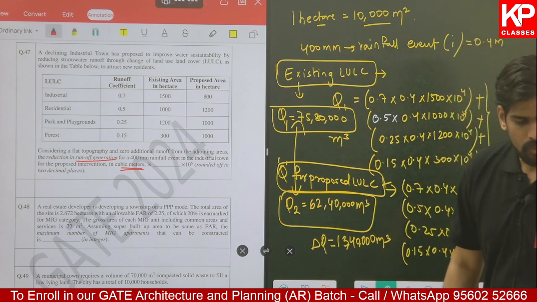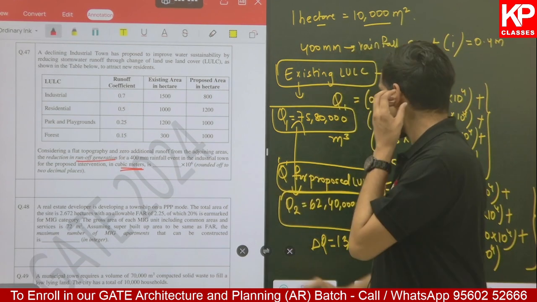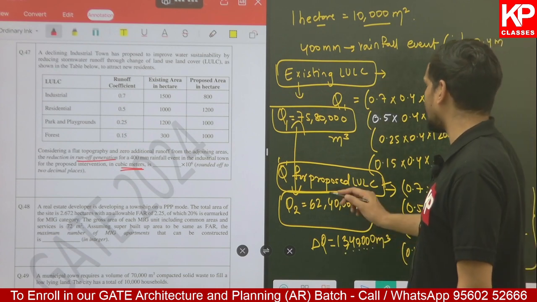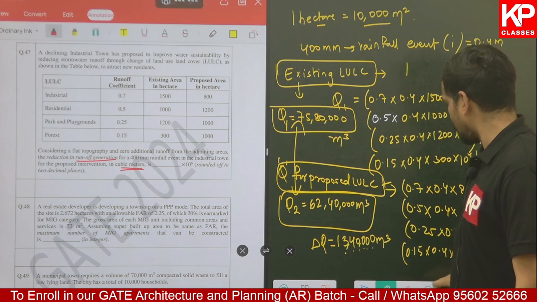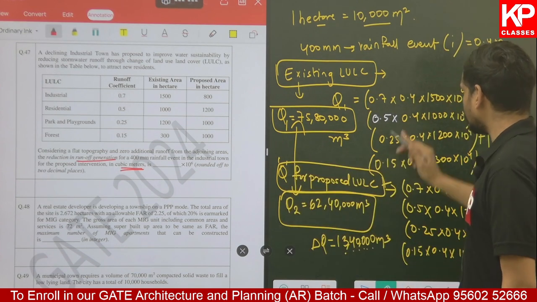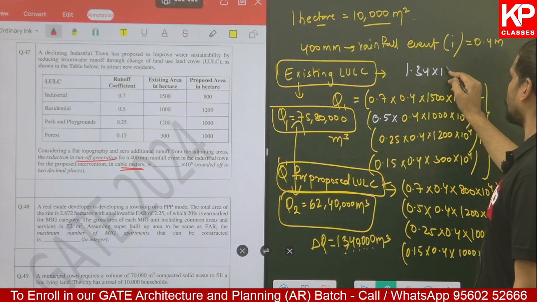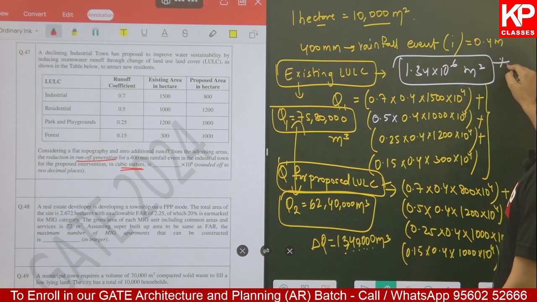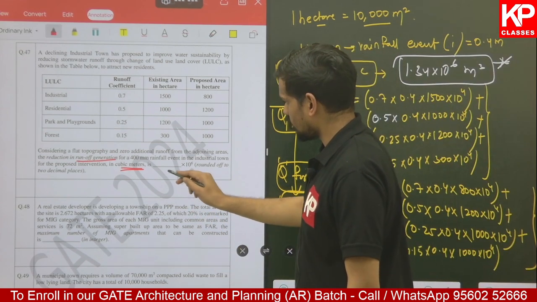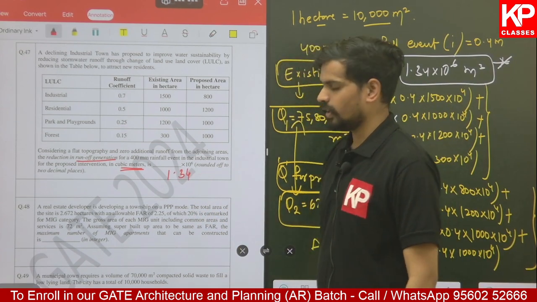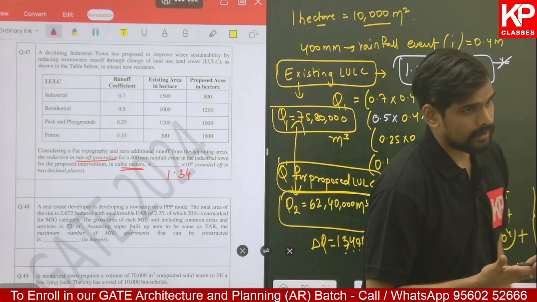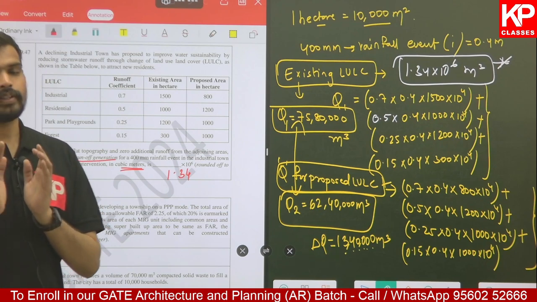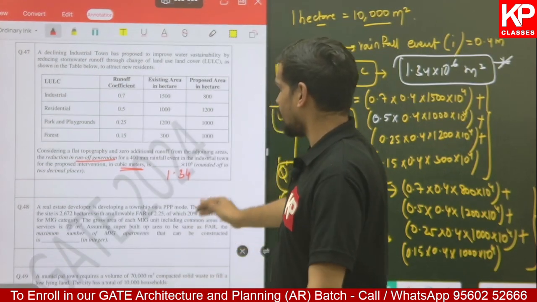But they are asking us to give an answer in dash into 10 to the power of 6. So if you take this forward by 6 decimal places, you will get the change in the runoff as the final answer, which is coming out to be 1.34 into 10 to the power of 6 cubic meters. That's the answer. So the answer for this question is 1.34. Answer will be in the range. However, you can round off to 2 decimal places and type it as 1.34 as the correct answer.